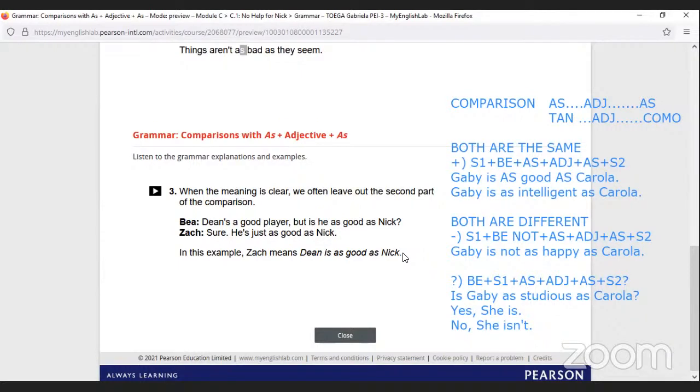No, it's clear. Perfect. Okay, so now let's go to the platform and do the exercises there, okay?